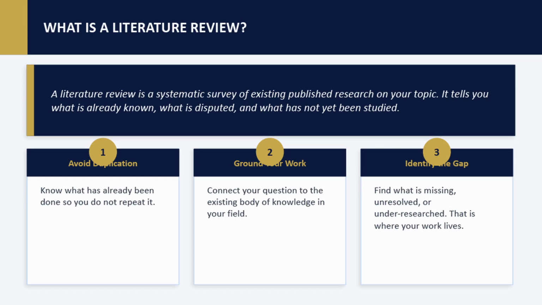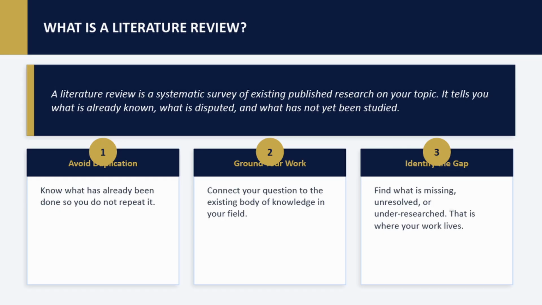So what is a literature review? A literature review is a systematic survey of existing published research on your topic. It tells you what is already known, what is disputed, and what has not yet been studied. So number 1, we need to avoid duplication. When we're doing a literature review, we need to know what has already been done so we don't repeat it. Making the mistake of repeating research can be detrimental, so it's something that we should avoid.